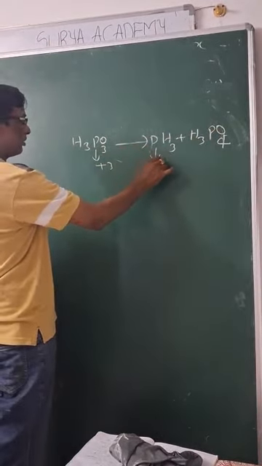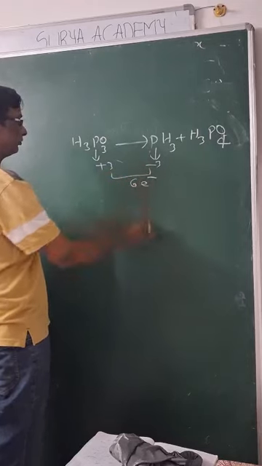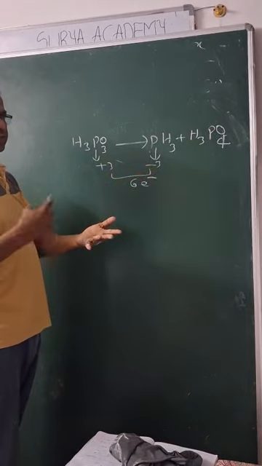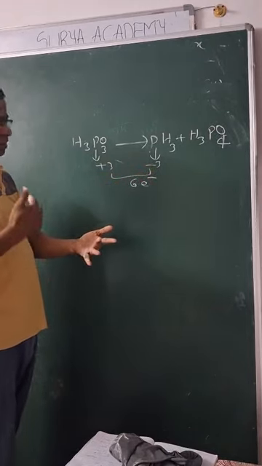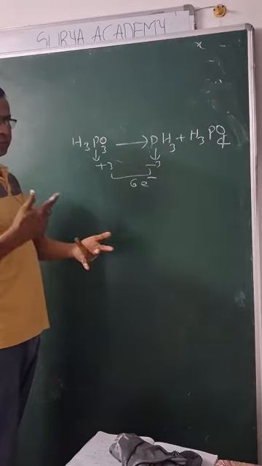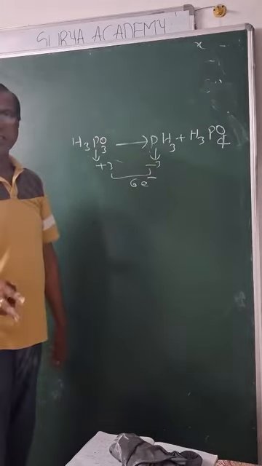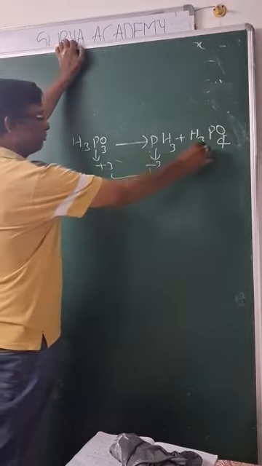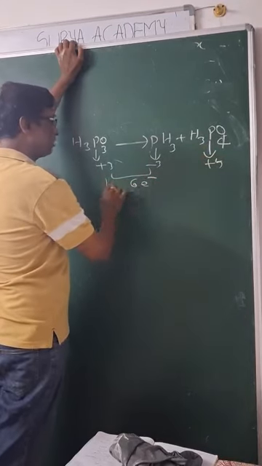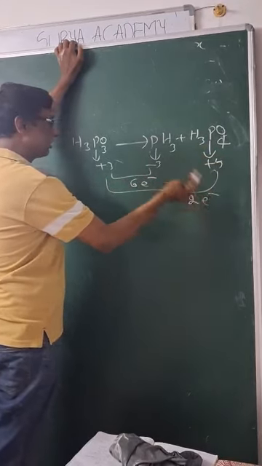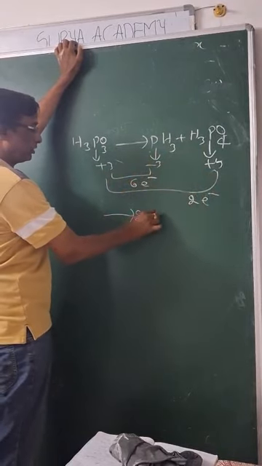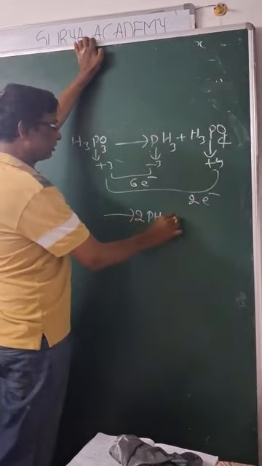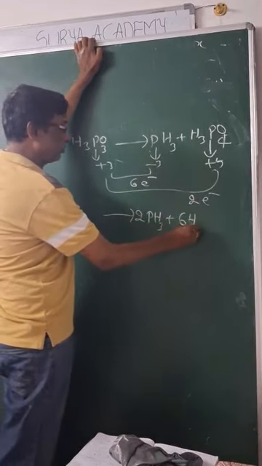Tell me how many electrons? 6 electrons. Plus 3 to plus 2, plus 2 to plus 1, plus 1 to 0, 0 to minus 1, minus 1 to minus 2, minus 2 to minus 3. You can count on fingers also. You get 6 electrons. Plus 3 to plus 5, how many electrons? 2 electrons. Crisscross on the right hand side: PH3. Why are we crisscrossing? To equalize electrons. 6 H3PO4.